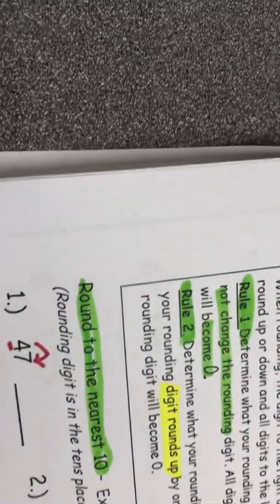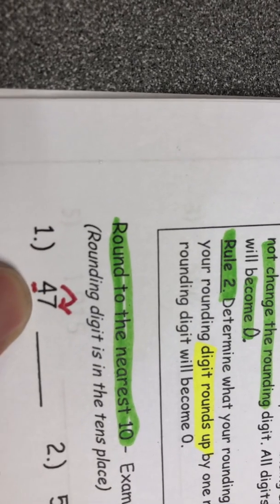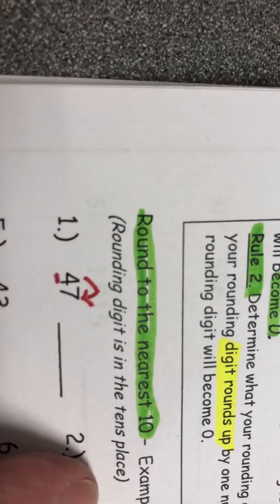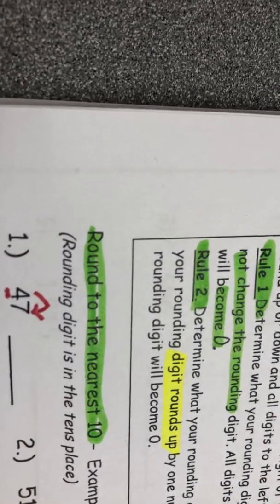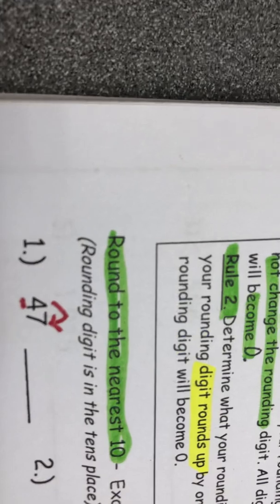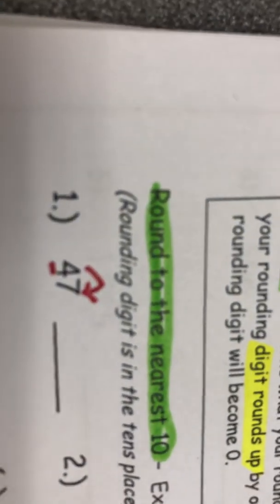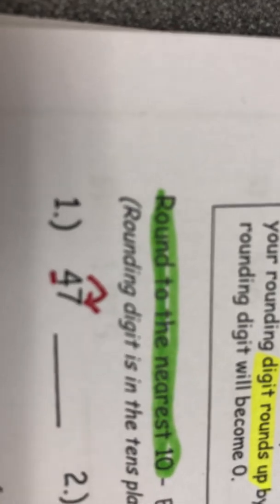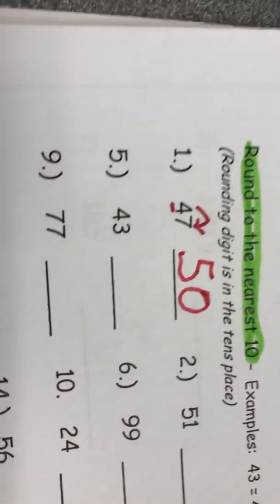So let's get started. It's 47, and we're rounding to the nearest 10. So we're wondering, are we going to stay at 40, or do we round up? Rounding down would be 40, rounding up would be 50. Well, second graders, it ends in 7, so we round up. So what comes after 40? Sure, 50. So we round it to 50.